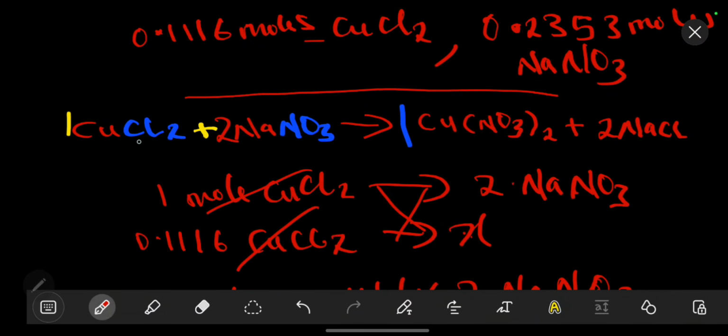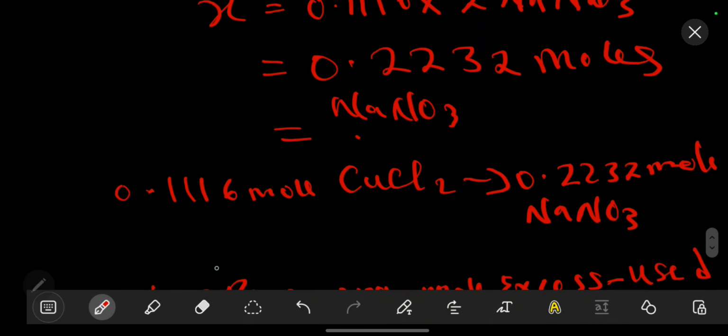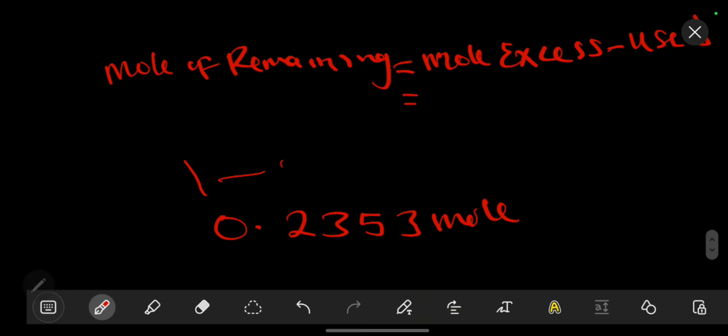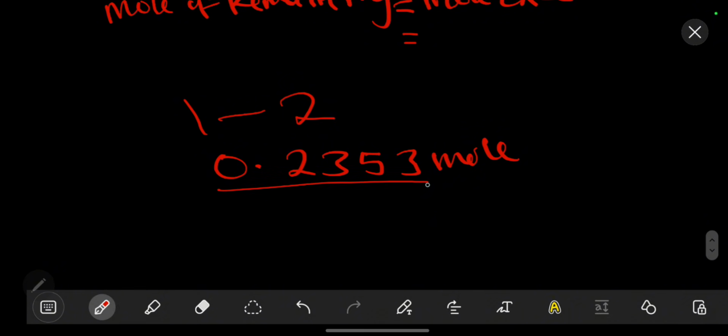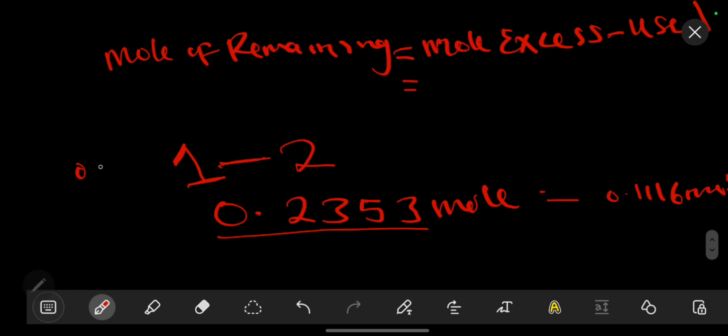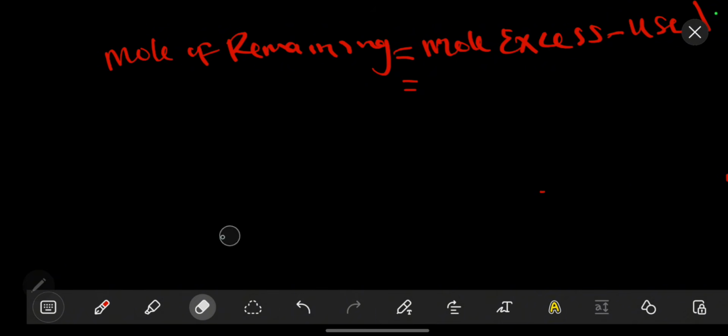You can't subtract directly, because according to the equation, 1 mole of copper chloride can react with 2. So already your equation is saying that one can react with 2. So you cannot just subtract the 0.1116 moles from the amount, because your equation is telling you that just 1 is able to react with 2. Therefore you need to know how much the 0.1116 reacted. Then whatever you get, you subtract from the moles of the excess.